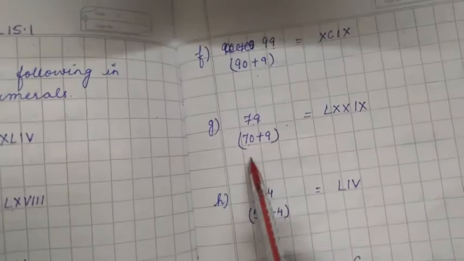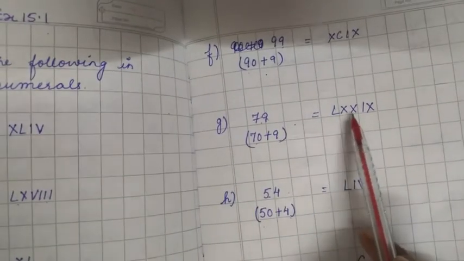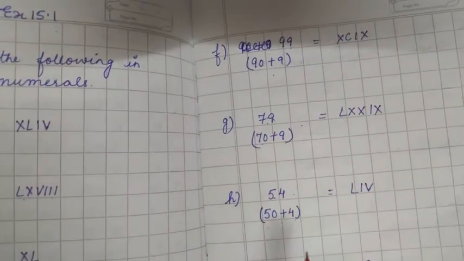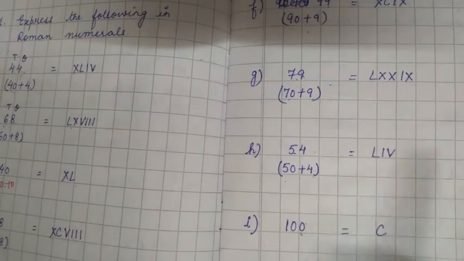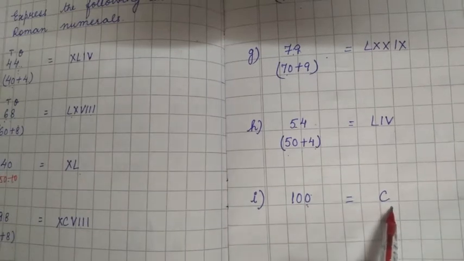79: 70 plus 9. 50, 60, 70. This is 70 and this is 9. 54: 50 plus 4. This is 50 and this is 4. Okay, 100. We have the symbol of 100, that is C.